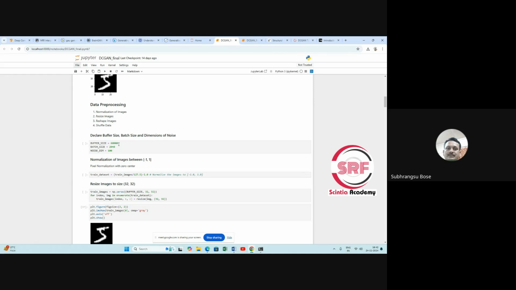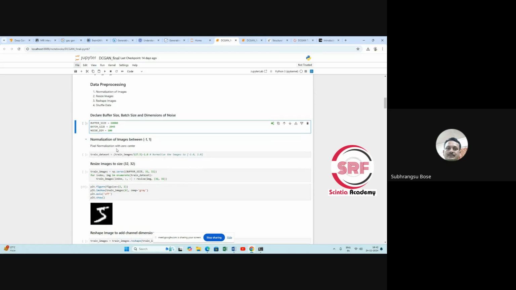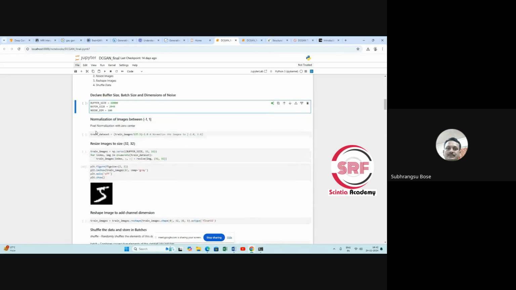Our buffer size is 60,000, batch size is 2048. Batch size 2048 means we take 2048 images from 60,000. The noise dimension is 100, which is a standard noise dimension for GPU processing. And then pixel normalization to zero center, -1 to +1. All 2048 images will be normalized within -1 to +1.